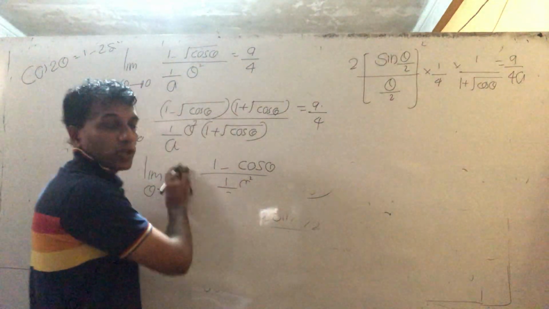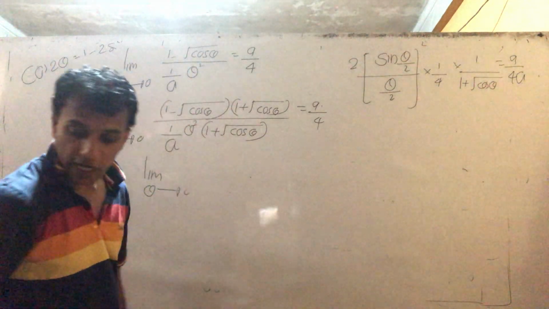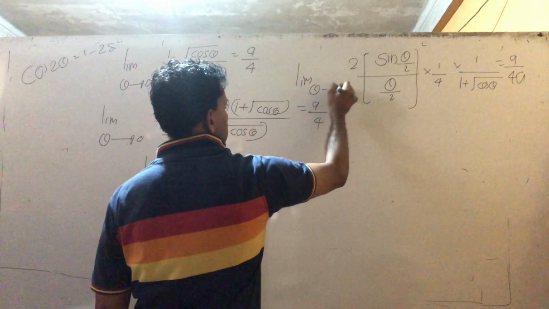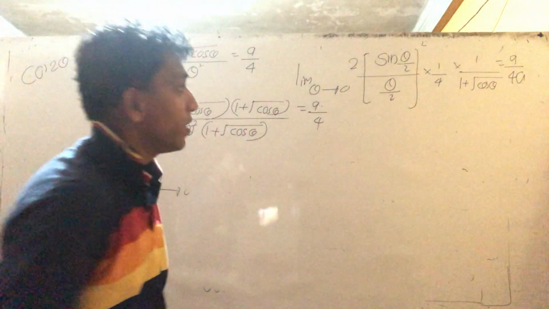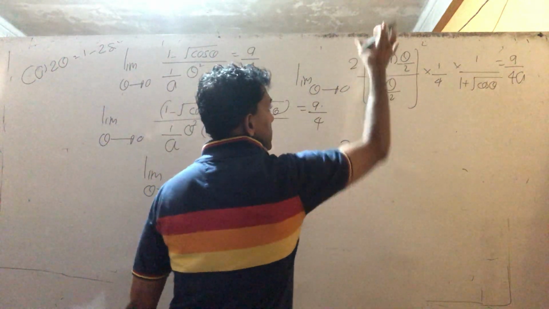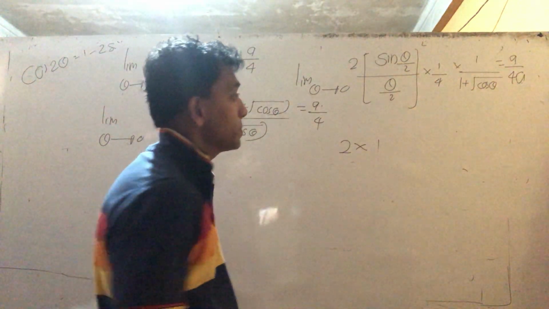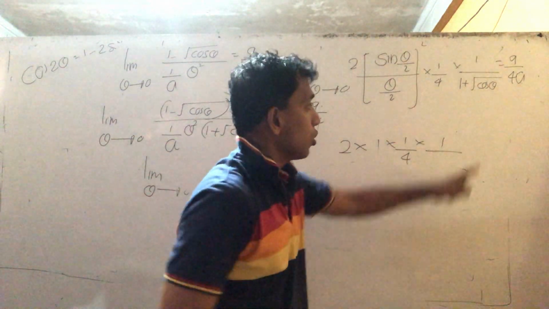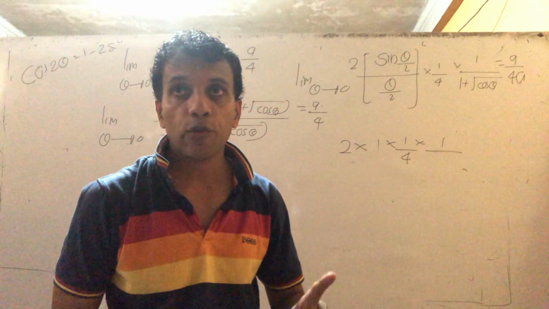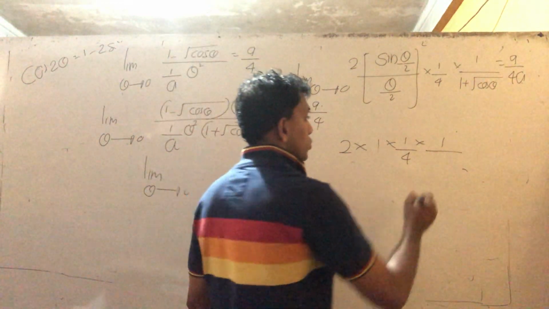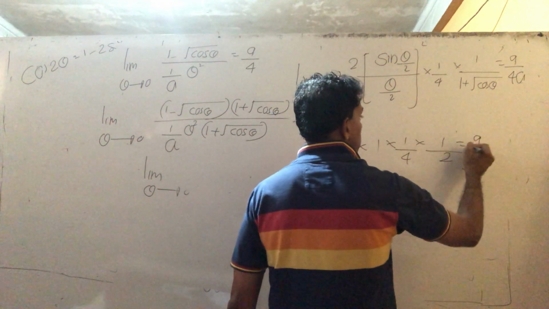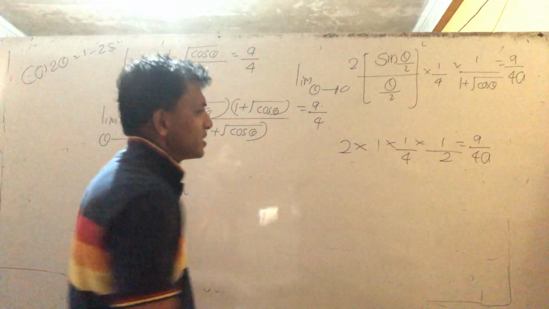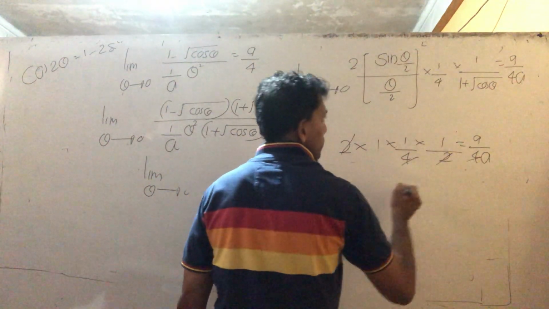So solve that equation by applying the limit, theta tends to 0. So apply the values: 2 into sin theta over theta 1 equals 1 into 1 over 4 into cos 0 is 1, square root 1 is 1, 1 plus 1 is 2, equals 9 over 4a, 9 over 4a. Now find the answer.